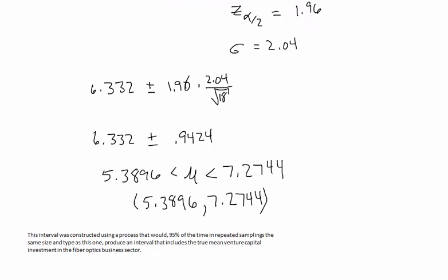So we're going to say that this interval was constructed using a process that would 95% of the time in repeated samplings the same size and type as this one produce an interval that includes the true mean venture capital investment in the fiber optics business sector. And that's our video on confidence intervals for a mean with a known sigma.